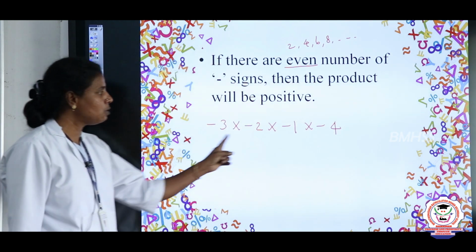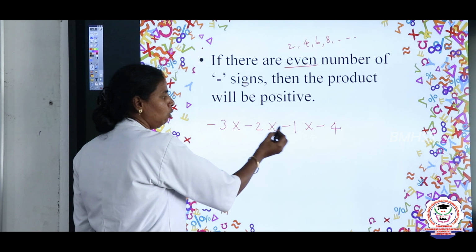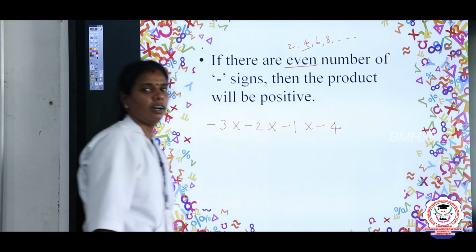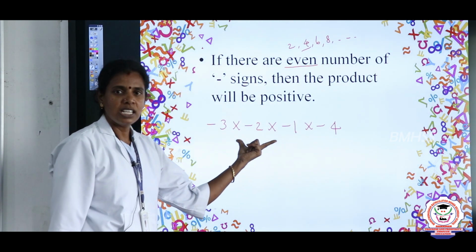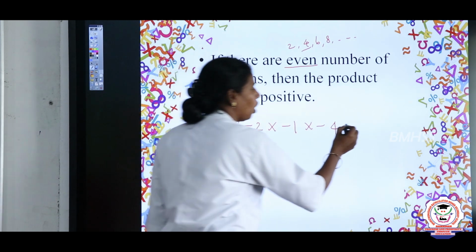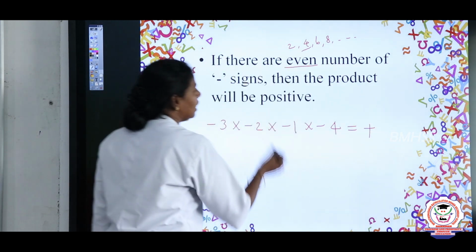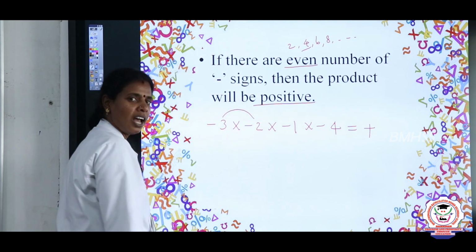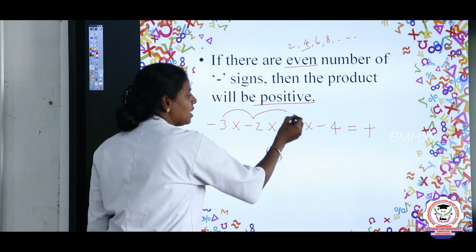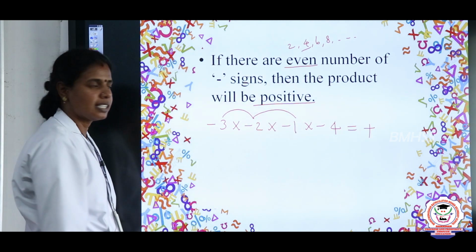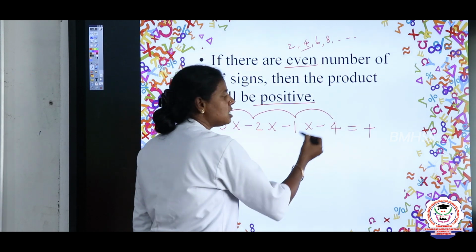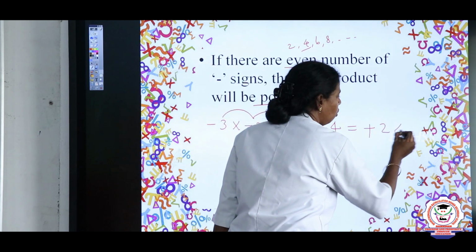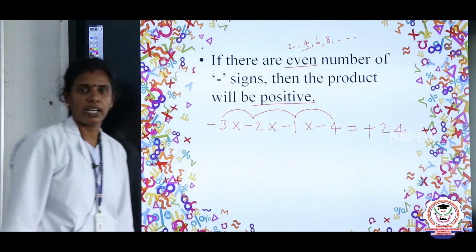See how many times the negative sign is given here? 1, 2, 3, 4. So 4 times. 4 is an even number. If the negative sign is given an even number of times, the answer will be what? The answer will be positive. Now we can multiply the numbers, 3 into 2. 3 2s are 6. 6 1s are 6. 6 into 4. 6 4s are, what is 6 4s? Yes, 6 4s are 24. So the answer is +24.